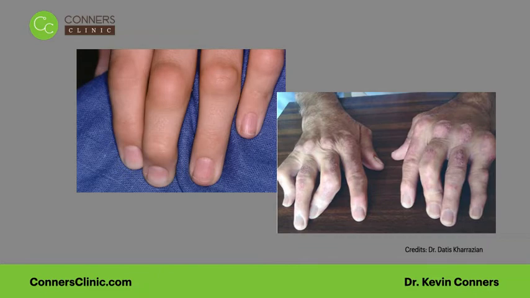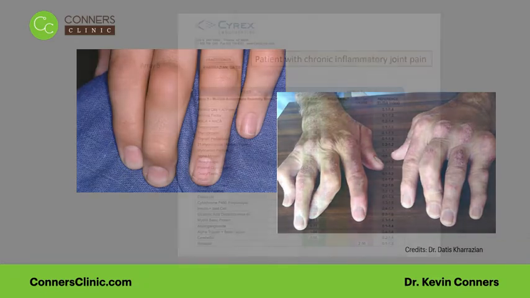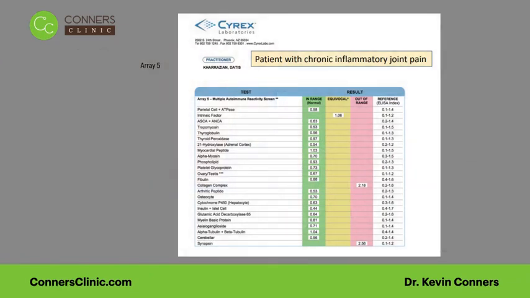If you could catch them at an earlier stage, meaning you did a profile, this is an Array 5 from Cyrex Labs, the labs that we recommend for autoimmune testing. You can see this Array 5 runs through 20-some different autoimmune reactivities. So anything in the yellow or red is positive, and the yellow does not mean that it's in a different stage than a red. So in this case, look at this example.